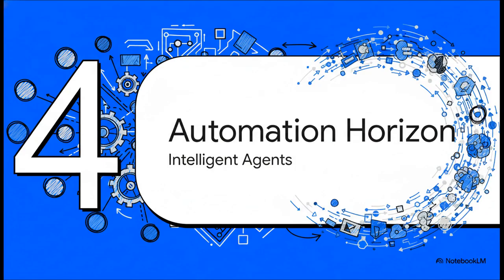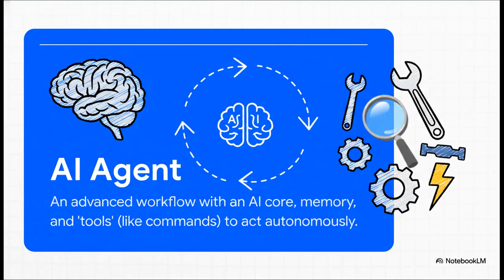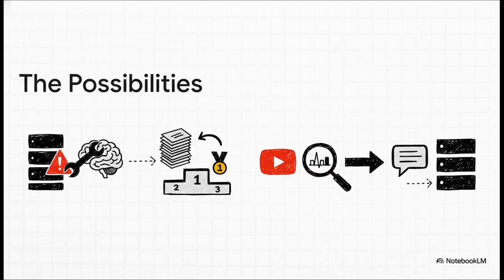Look, everything we've done so far is with really simple building blocks. But what happens when you start snapping these Lego bricks together in more and more creative ways? Well, you stop building simple automations and you start creating truly intelligent systems. And that brings us to this incredible concept, the AI agent. This is way more than a simple workflow. It's an automation with an AI at its heart, but you also give it memory, so it can remember what happened before, and you give it a set of tools, like access to the command line. Now, it's not just following instructions. It's making decisions and taking action all by itself. And seriously, the possibilities here are just mind-blowing.